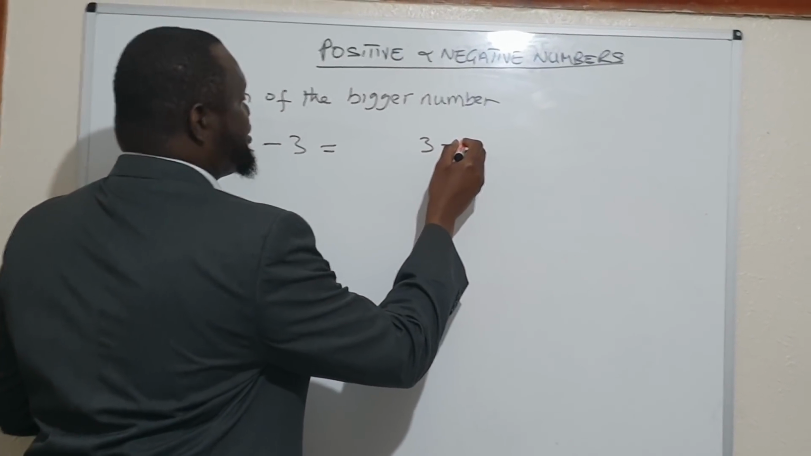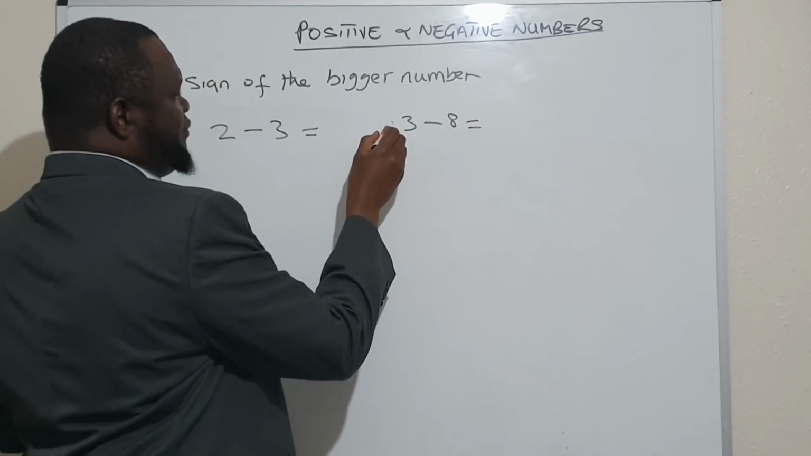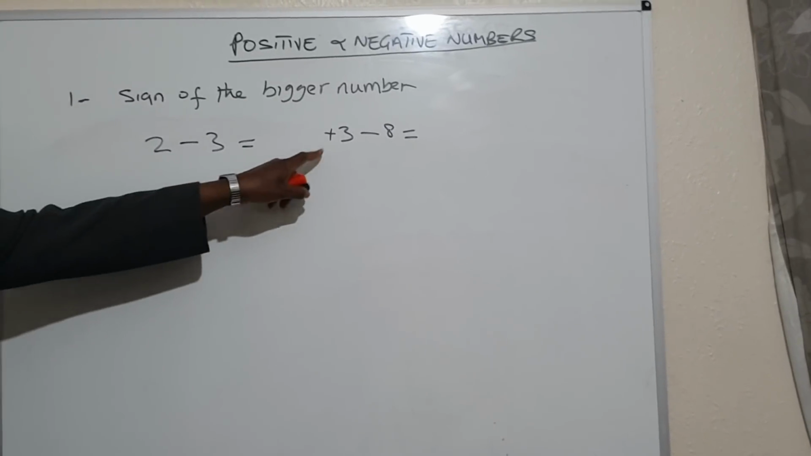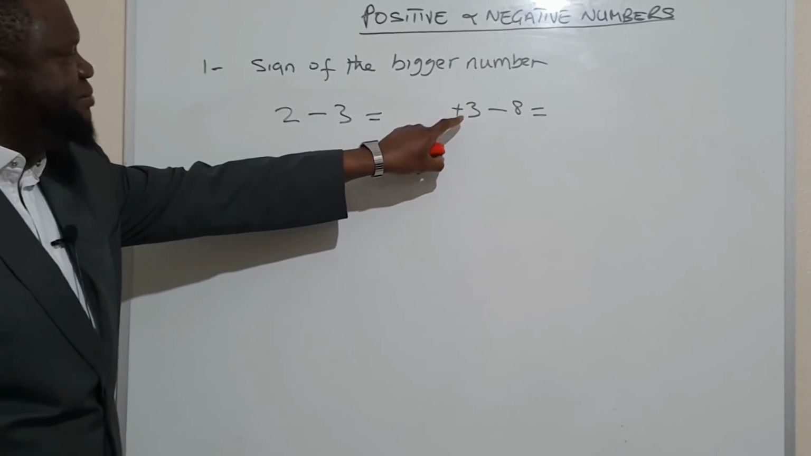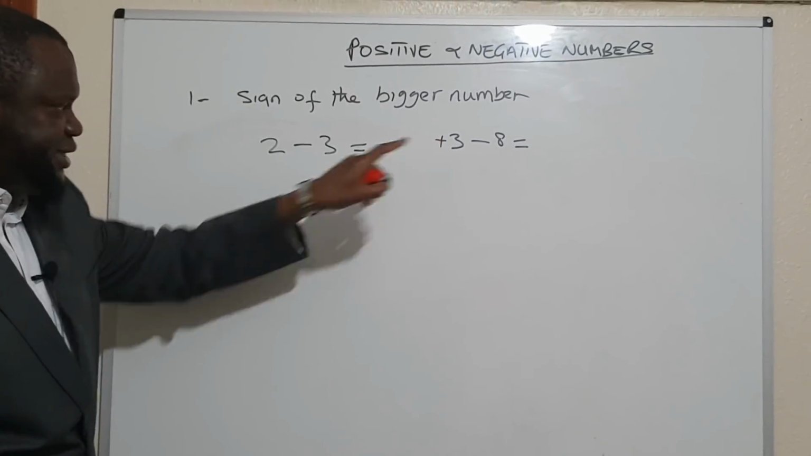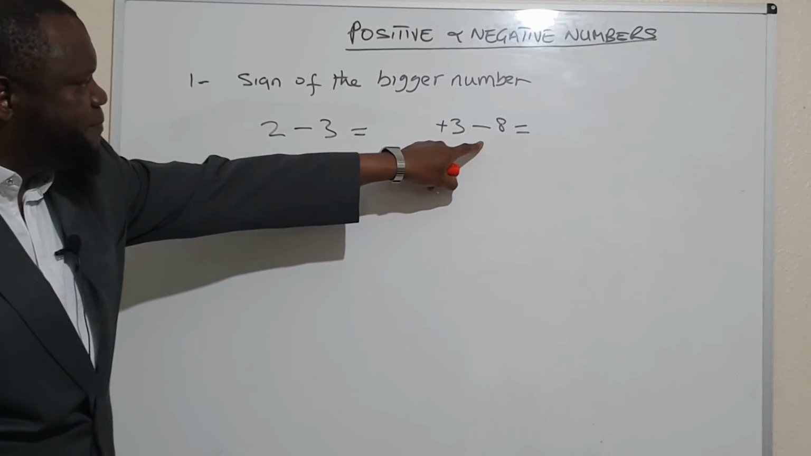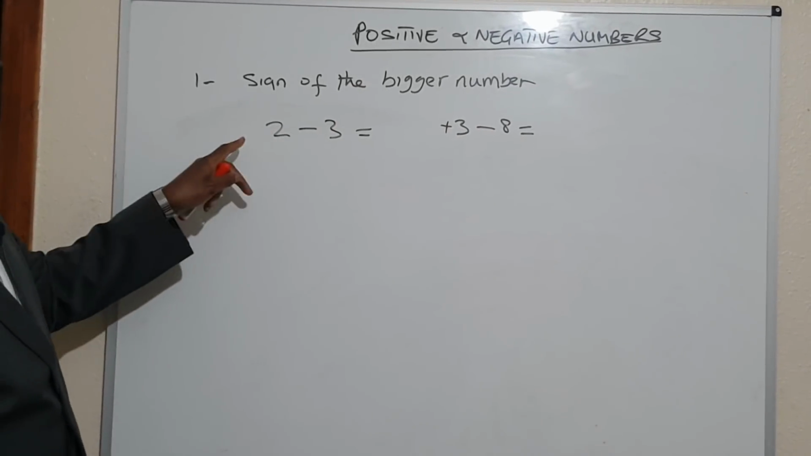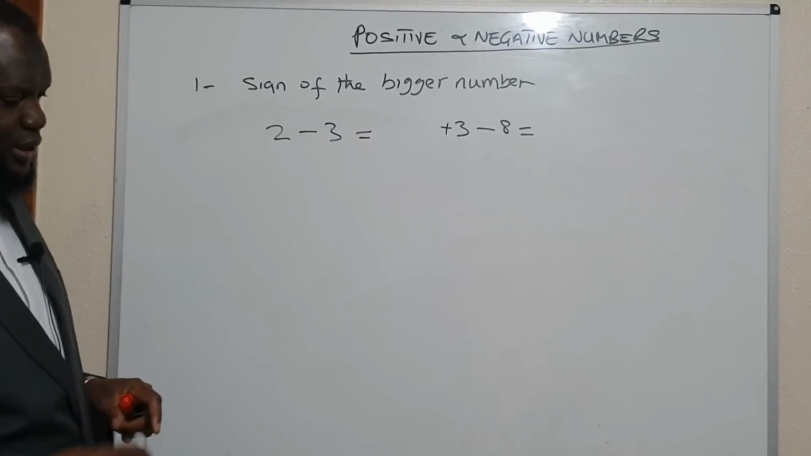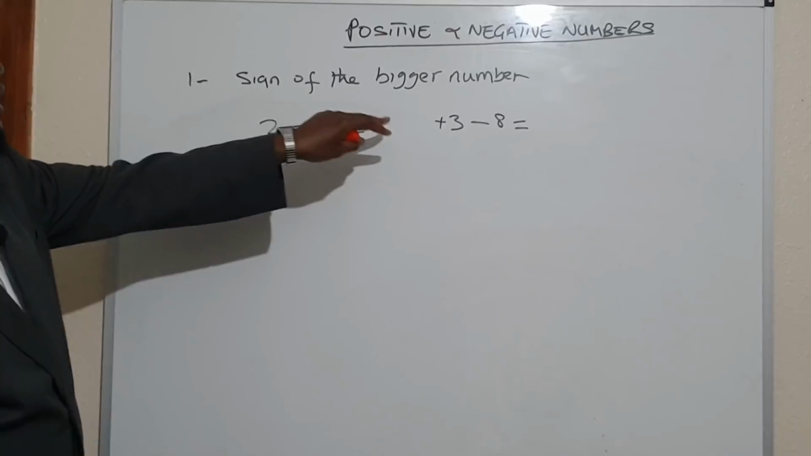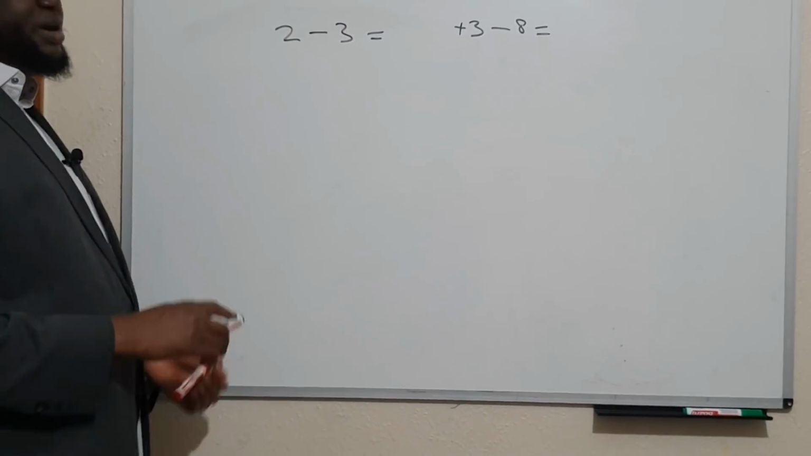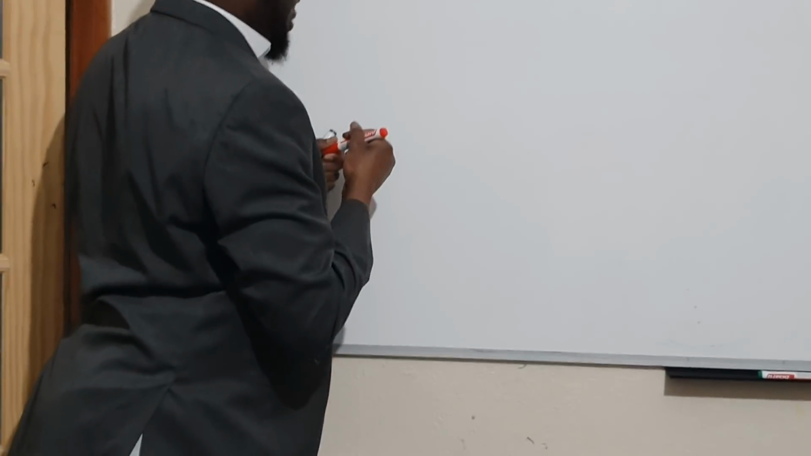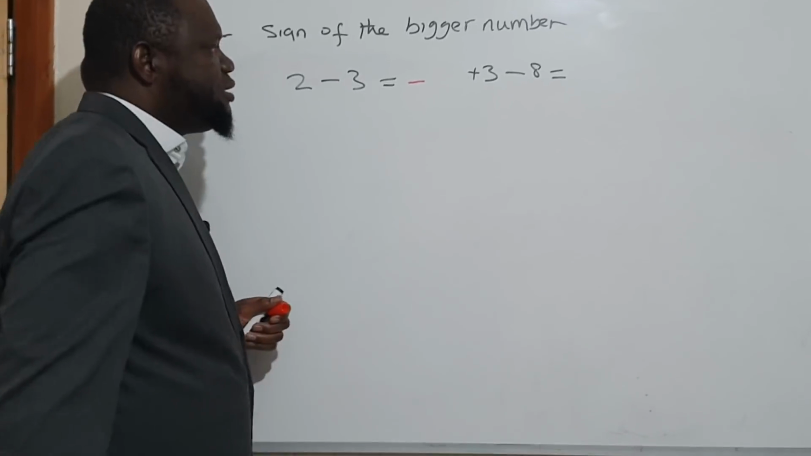3 minus 8. The sign of the 3 is positive, but they don't put it there. It is assumed that it is positive. So if you don't see any sign before a number, then its sign is positive. But if you see a negative before a number, that number's sign is negative. Now let's look at these two sums. We say sign of the bigger number. If you look at 2 and 3, which one is bigger? Minus 3. So the sign of your answer will be minus, because 3 is the bigger number.